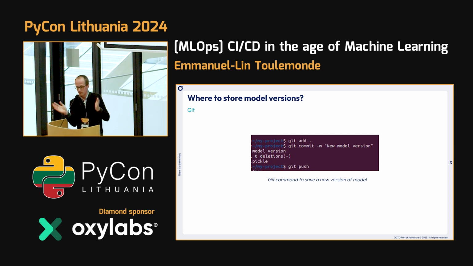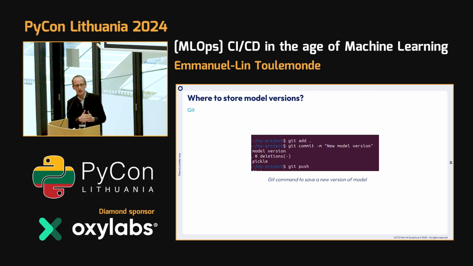Yeah, so it works the same way. It works if the model is not too big, of course. If your model is a random forest, an XGBoost, or stuff like that, yeah, it's okay. It's a few megabytes, kilobytes. It will go in Git. If it's a deep learning model of a few gigabytes, it won't work. You will break it.